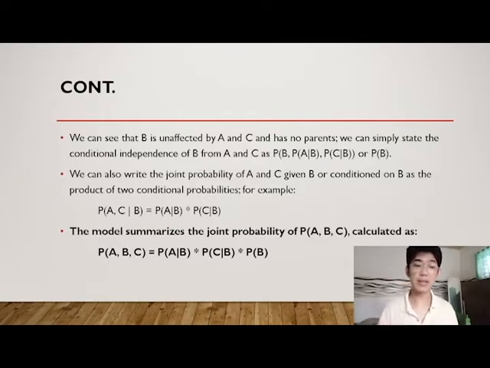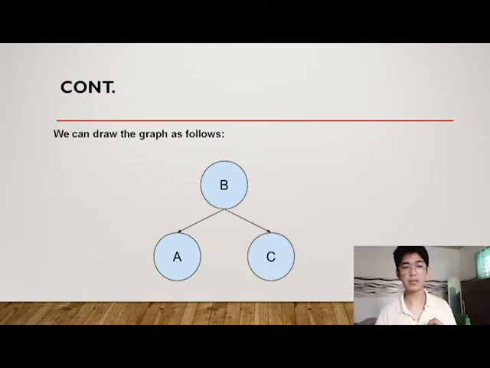You can also write the joint probability of A and C given B, or conditioned on B, as the product of two conditional probabilities. And the model summarizes the joint probability of A, B, and C, calculated as P(A,B,C) = P(A|B) × P(C|B) × P(B). So we can draw the graph as follows, where B is the parent of A and C.